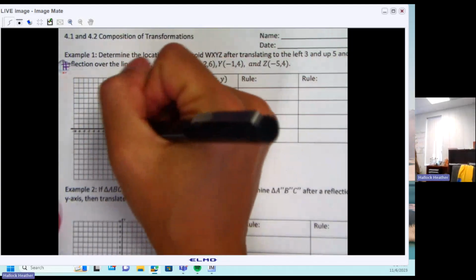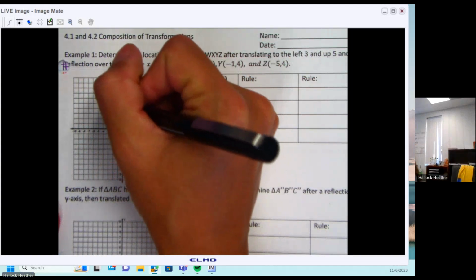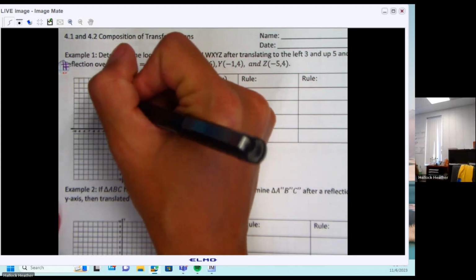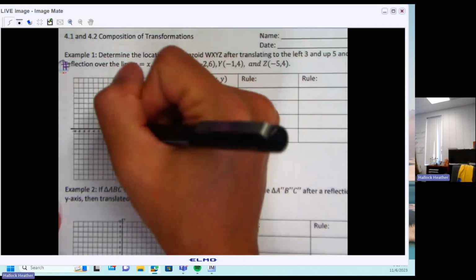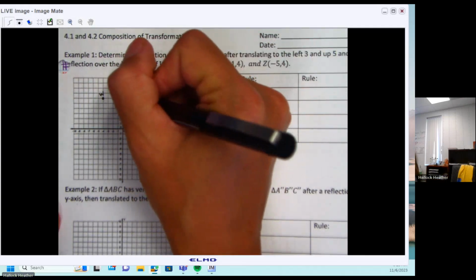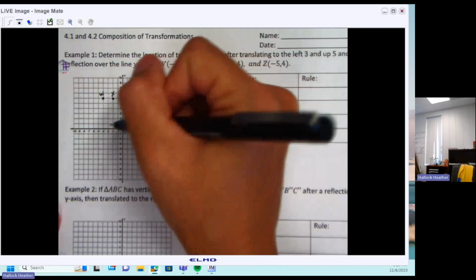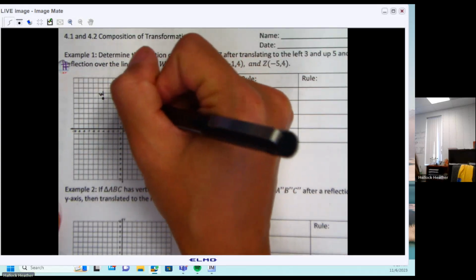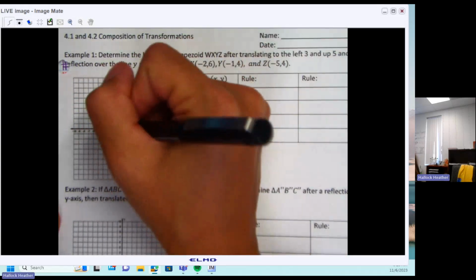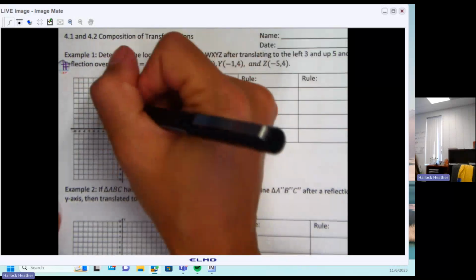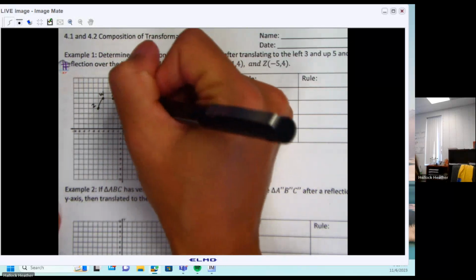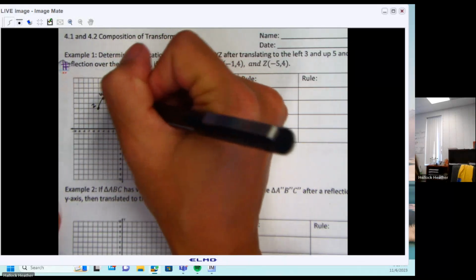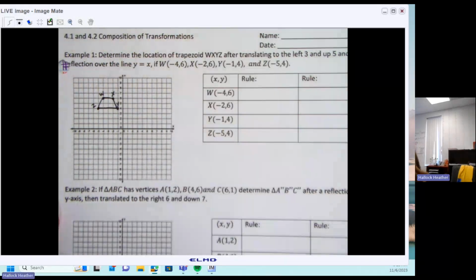W's at -4, 6. X is at -2, 6. Y is at -1, 4. And Z is at -5, 4. So plot your points. And a cute little baby trapezoid.